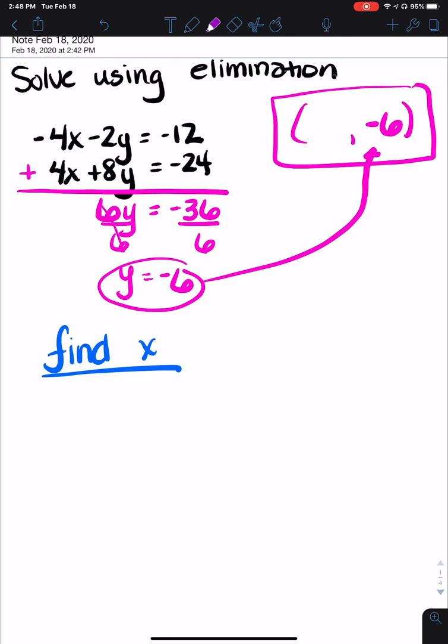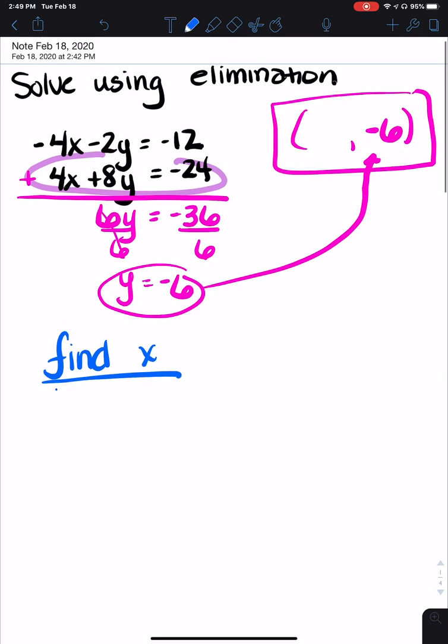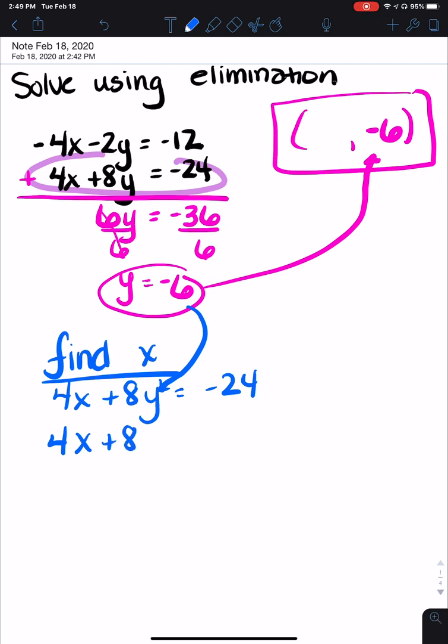So I'm going to go back and use either this equation or this one. Got to do one or the other. Honestly, I might use the second one instead of the first one because it has fewer negatives in it, just to make it easier for me to solve. So 4x plus 8y equals negative 24. And I'm going to take that negative 6 and put it in for y. So 4x plus 8 times negative 6 equals negative 24. Now I do know this part right here is something I can solve. So 8 times negative 6 is negative 48. So 4x minus 48 equals negative 24.